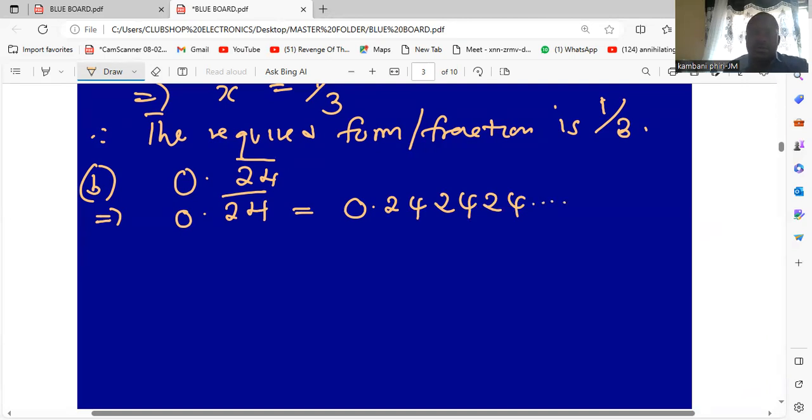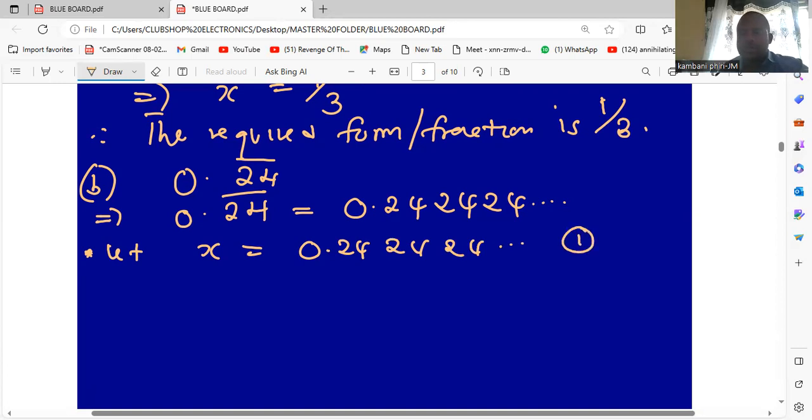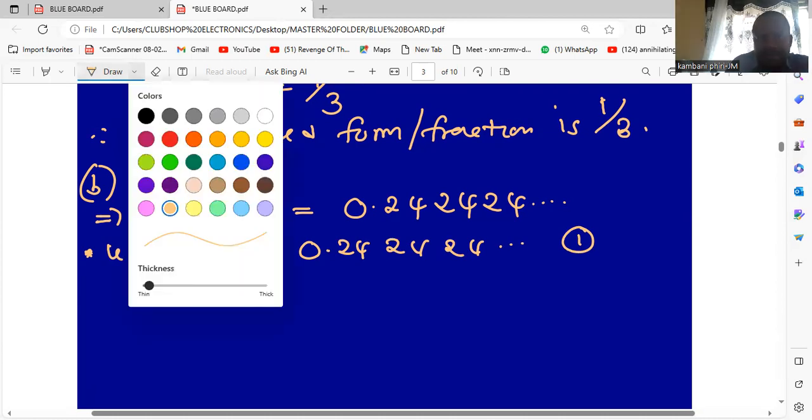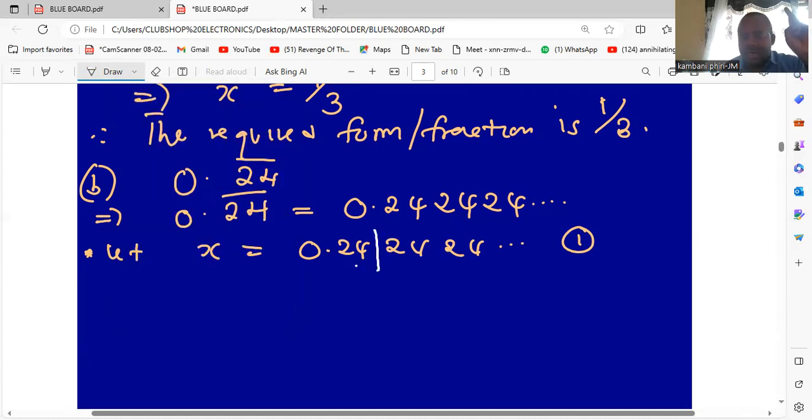All right. Now we can say, all right, let x be equal to 0.24424 up to positive infinite. And we take this as 1, the first equation. Now, you observe one thing here. It's 2 digits that are repeating, that are recurring. So it's better you take away the digits that are recurring to the other side, not cut off. Right? It's 2 digits that are recurring.